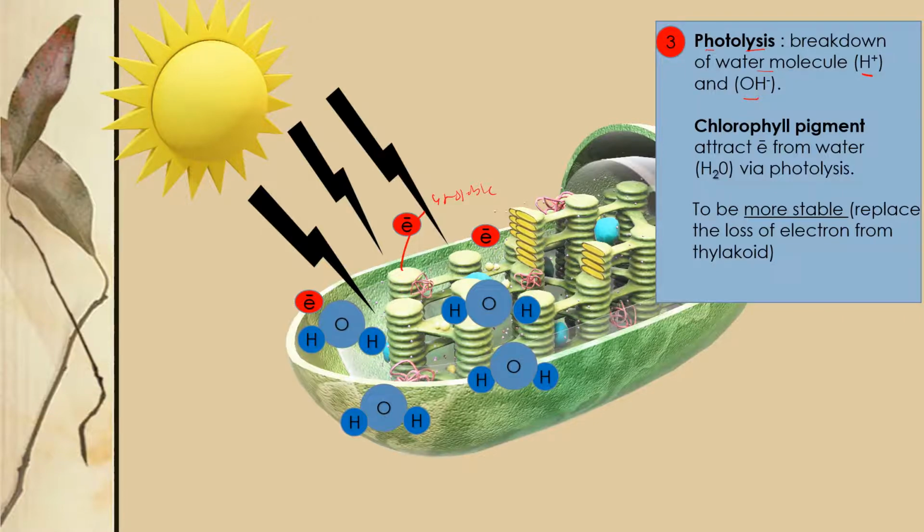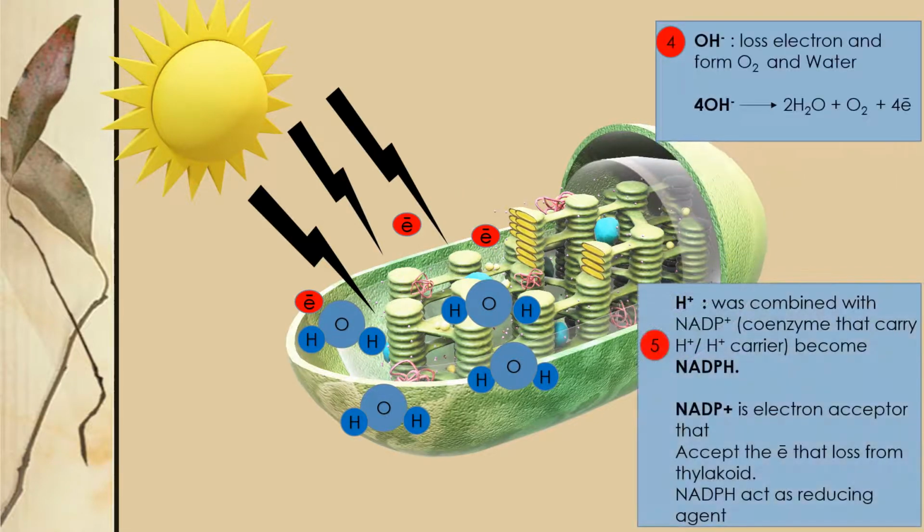Next, what will happen? OH minus, because the water molecule consists of H plus and OH minus, loses its electron and forms O2 and water. It will be lost to the surrounding or to the stroma, and is used to form oxygen and water. That's why the products are oxygen and also water. And here is how the production of water and oxygen happens.